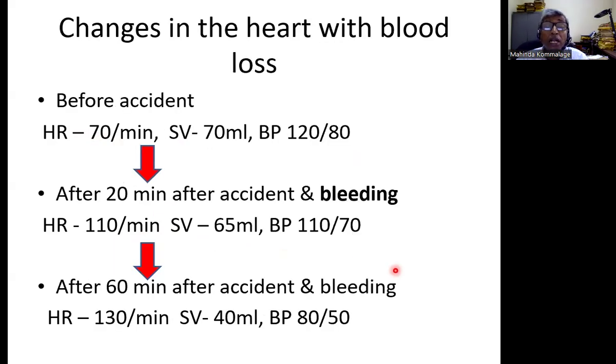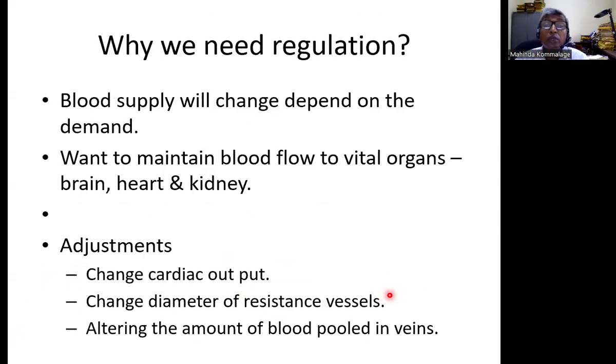In the same way, if there's a blood loss, bleeding, considerable blood loss, we still need to continue the good blood supply, good oxygen and nutrient supply to tissue. So with the bleeding, again, heart rate will increase. Of course, stroke volume probably will not increase and blood pressure will not increase because of the blood loss. But still, we can increase the heart rate and try to maintain good blood flow. So that is the regulation. So always things will alter and we need to change depending on the requirement.